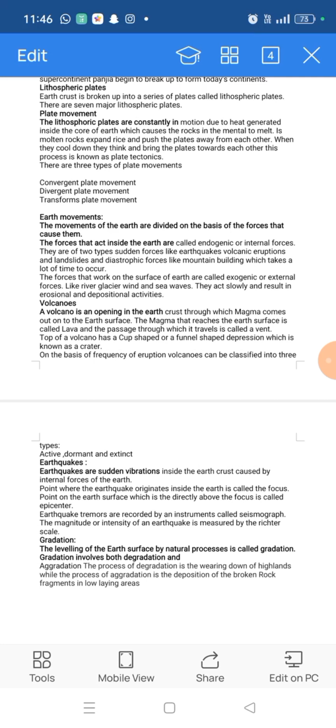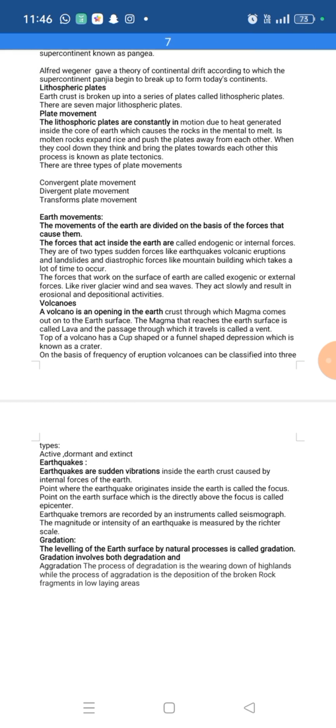In both the ways, the earth surface is leveled, right? So degradation can be of two types, weathering and erosion, and very, very much important, their difference also. So the process of breaking down of rocks in their place of origin is called weathering. What is weathering? Just breaking down of rocks is called weathering, right?